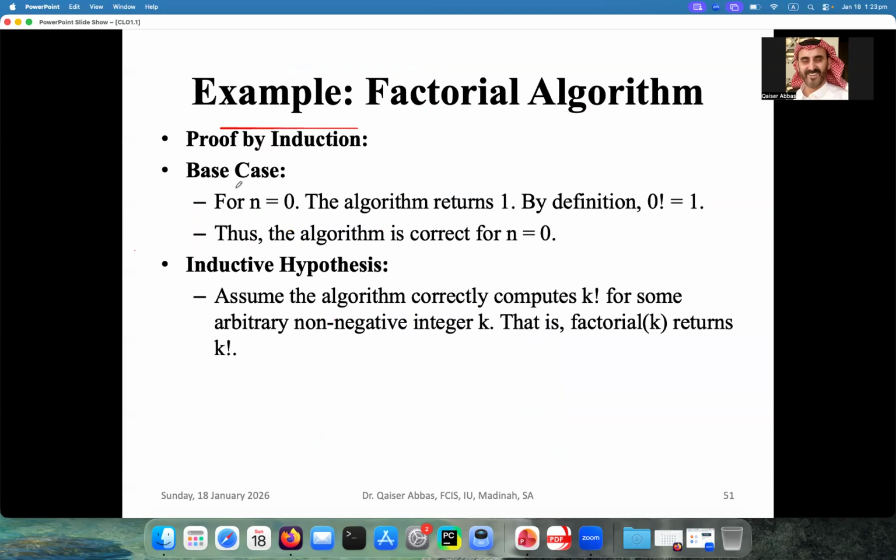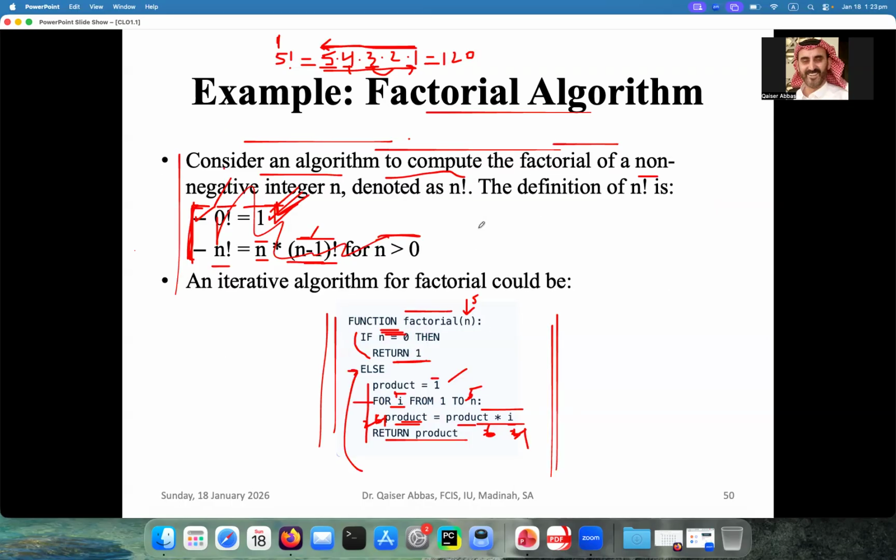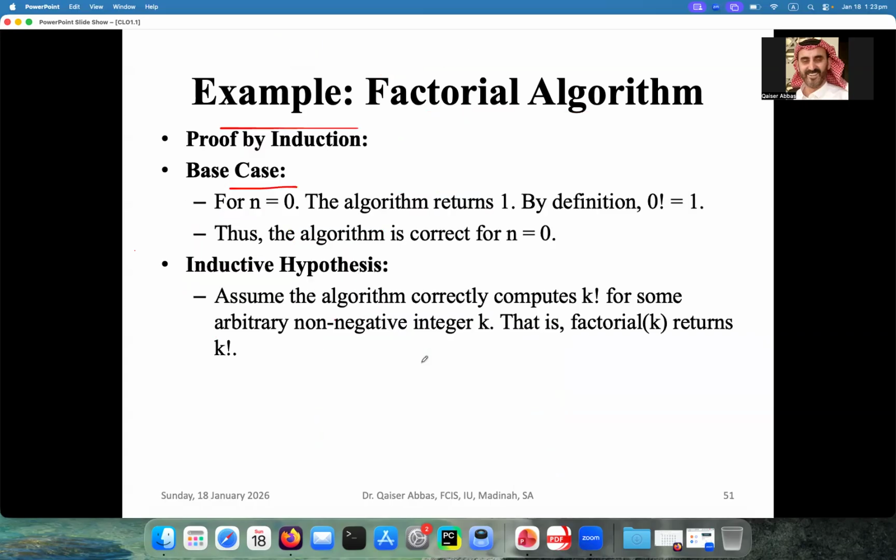So, base case. If I take n equal to 0, the algorithm will return what? If n is equal to 0, what is it returning? 1. The algorithm returns 1. If you give n equal to 0, it returns 1.